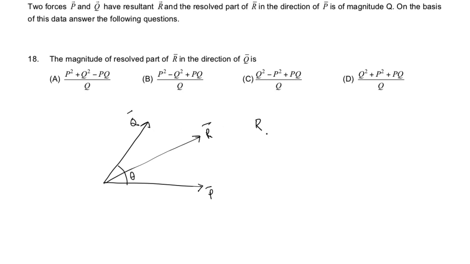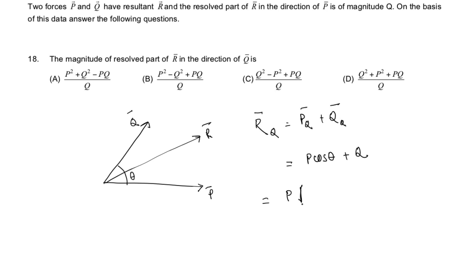As you can see, the resolved part of R along Q is the resolved part of P along Q plus the resolved part of Q along Q. So the resolved part of P along Q is P cos theta, and the resolved part of Q is only Q. So that value I have to find. So this is P into cos theta. Now cos theta is equal to under root of 1 minus sine square theta.